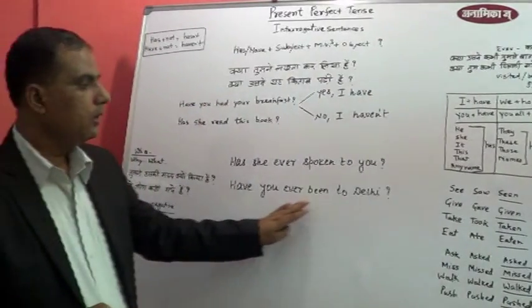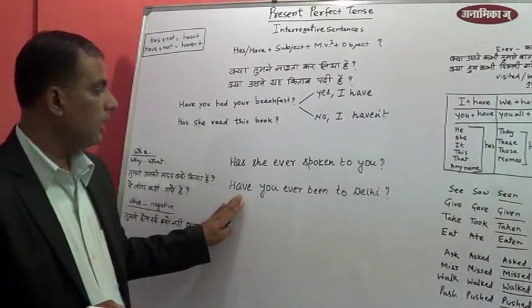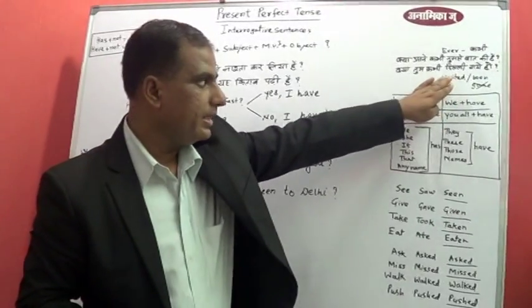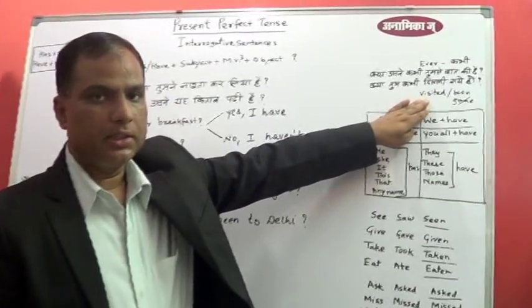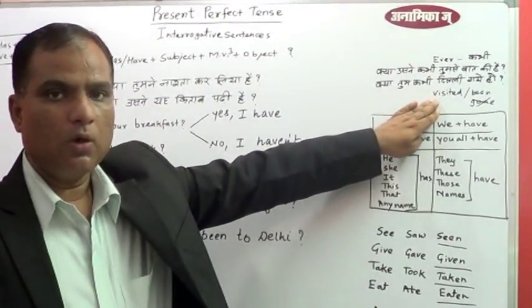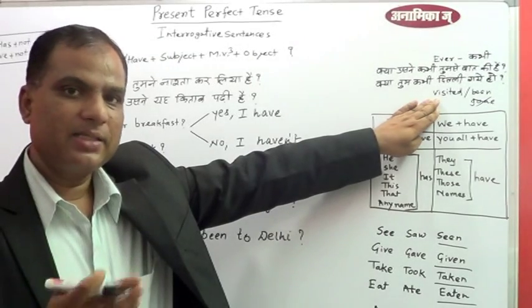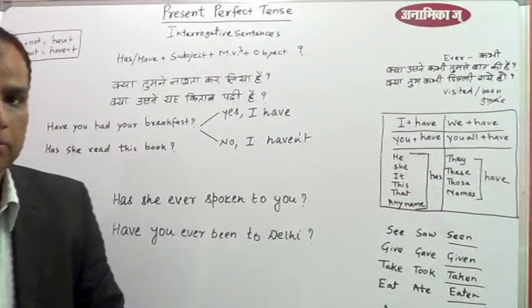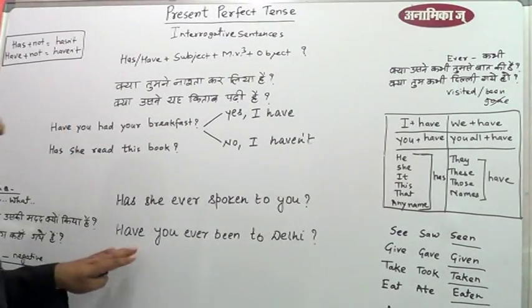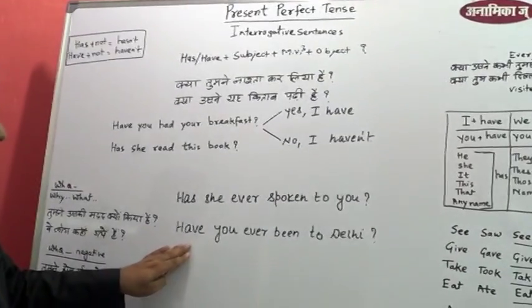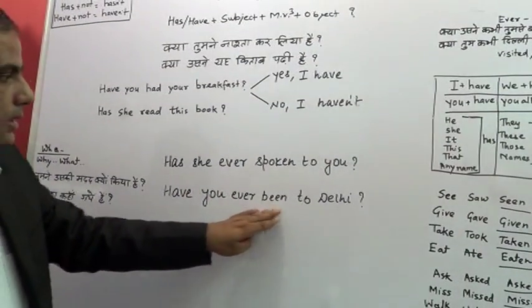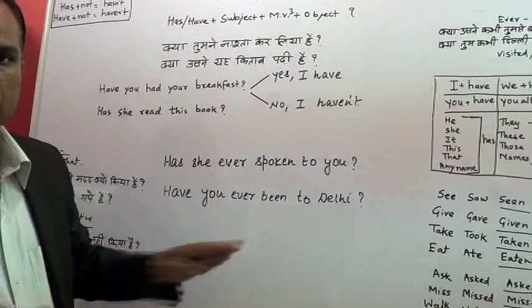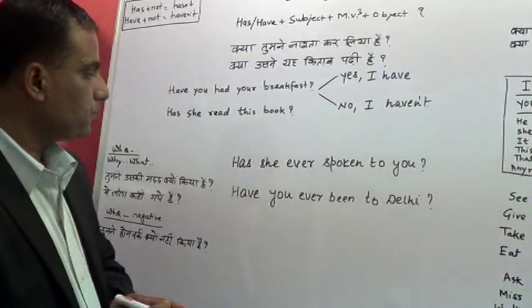Have you ever been to Delhi? क्या तुम कभी दिल्ली गए हो? So this can also be said with the help of visited, because visit we always do in such a way that we go and then we come back to our original place. So this sentence can also be said, have you ever visited Delhi? We will not use to, because after visit we do not have any to.